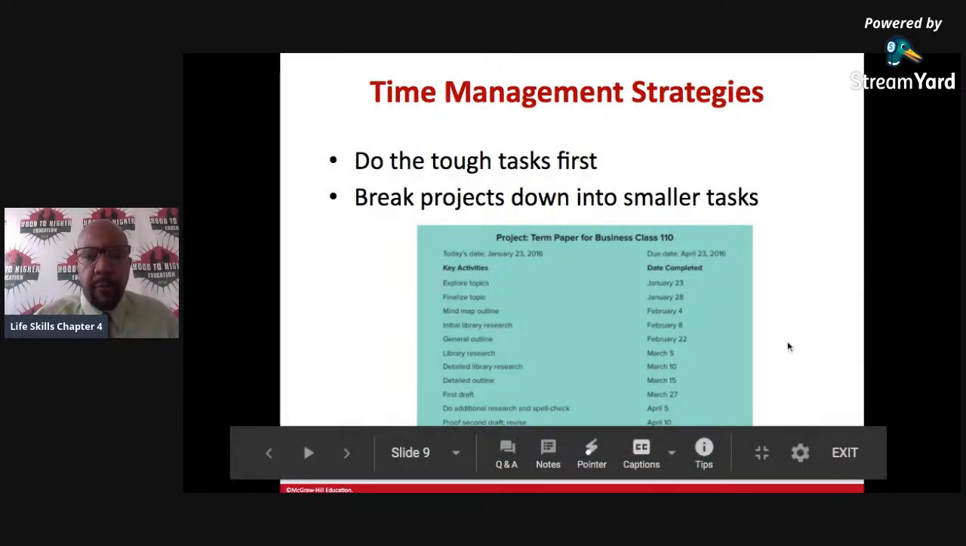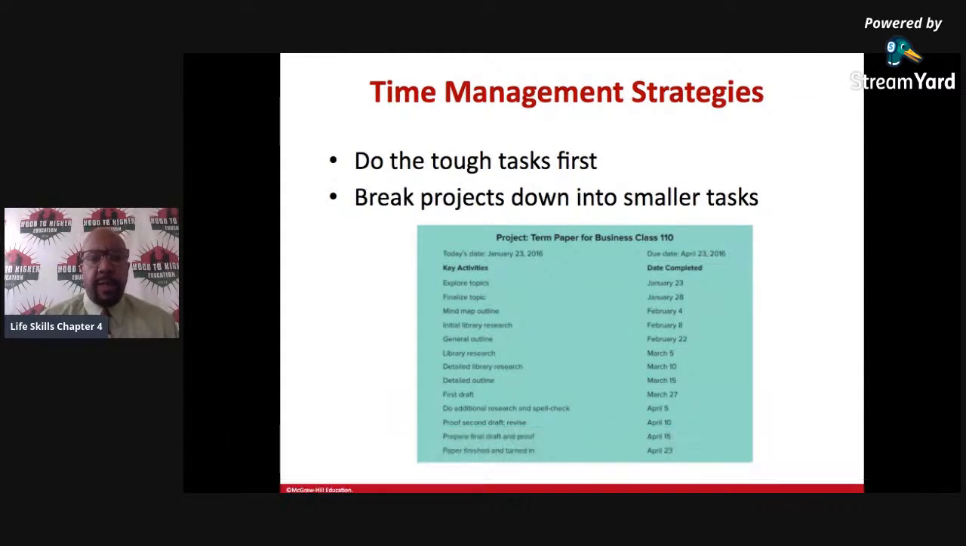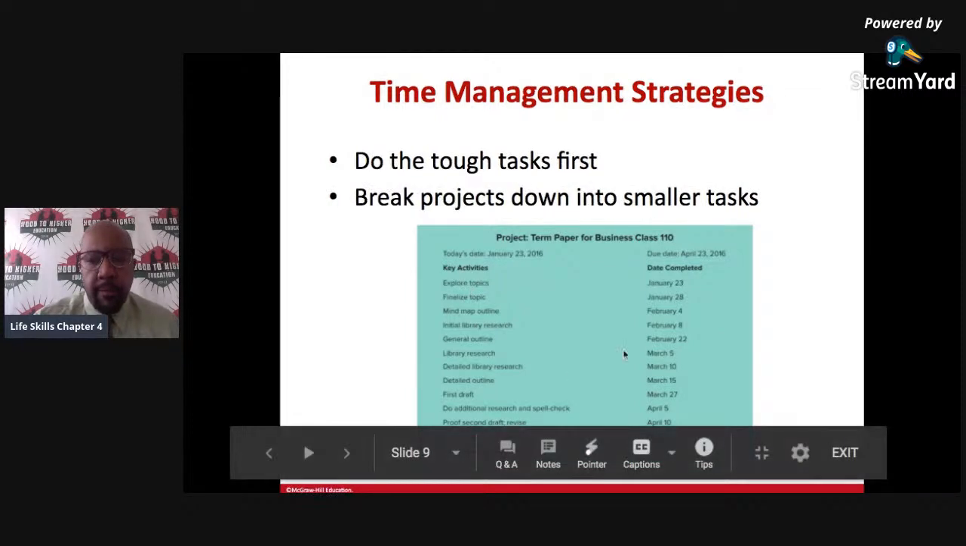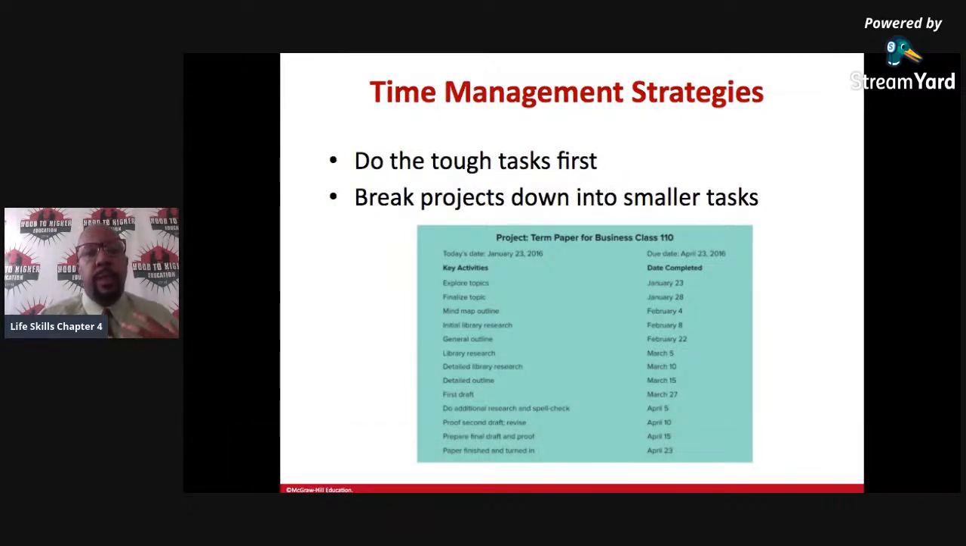So we also have key activities: exploring topics, finalizing topics, mind map outlines, initial library research, general outlines. So on the graphic at the bottom, these are ways to put these important assignments into your to-do list.